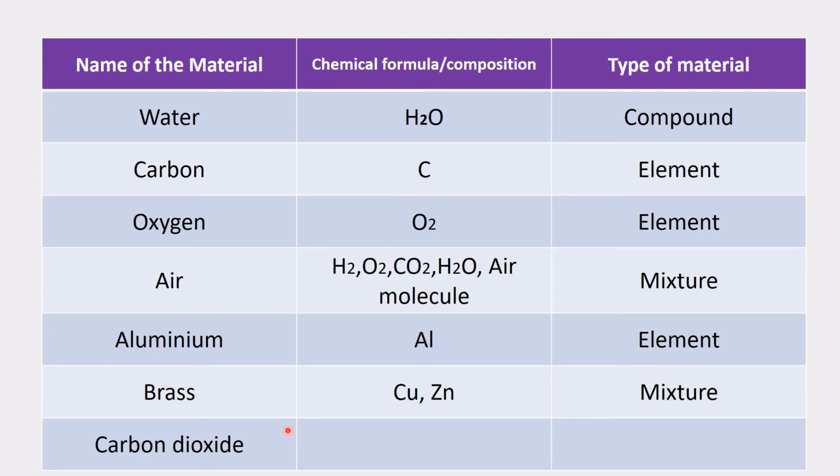Next, brass. Brass contains two types of elements, copper and zinc, and they are mixed in any proportion, not in a fixed proportion. So that is a mixture. And next is carbon dioxide. The formula of carbon dioxide is CO2, and CO2 is a compound.